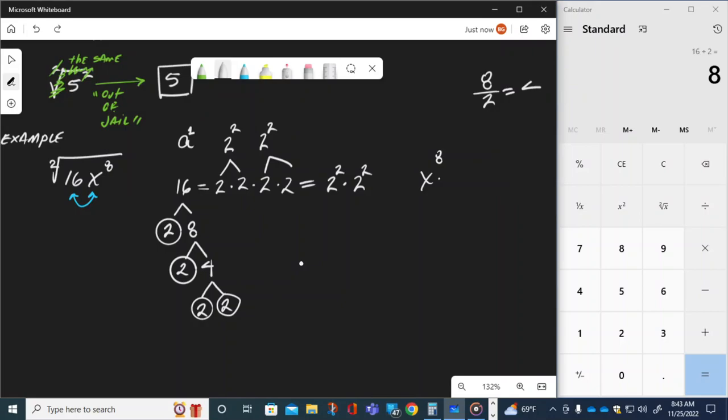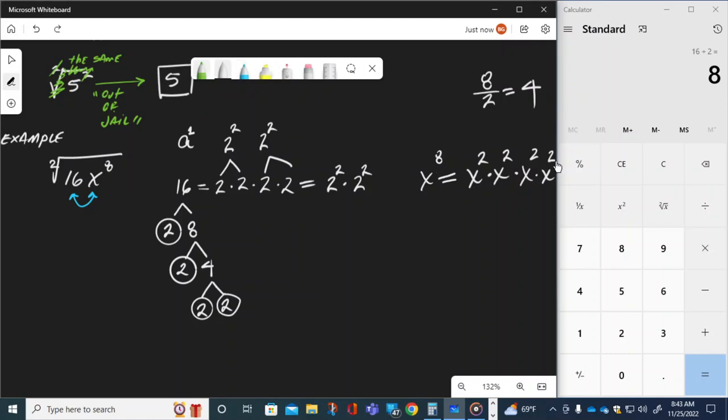x to the power of 8 is equal to, and remember you need 2 as an exponent, so you're gonna put 4 of them: x to the power of 2 times x to the power of 2 times x to the power of 2 times x to the power of 2. And watch, 2 plus 2 is 4, plus 2 is 6, plus 2 is 8. Okay?